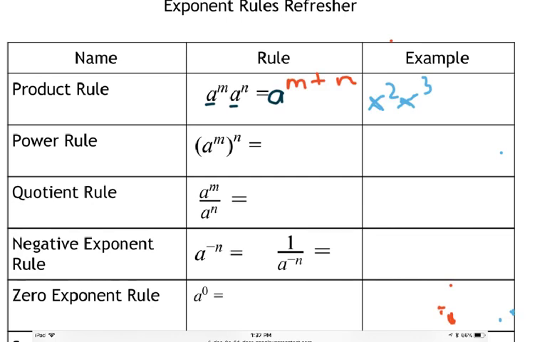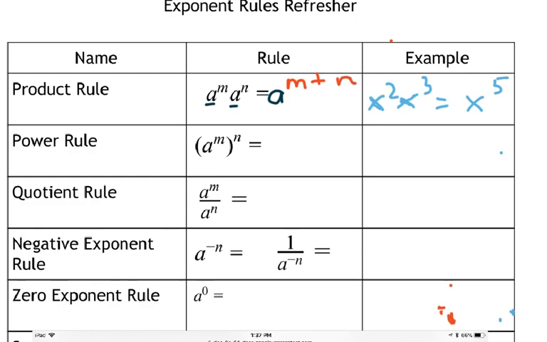Okay, so now let's take a look at an example. I have x squared times x to the third power, which I know I can apply the product rule to. The same base is x, and adding 2 and 3 together, I have x to the fifth power.